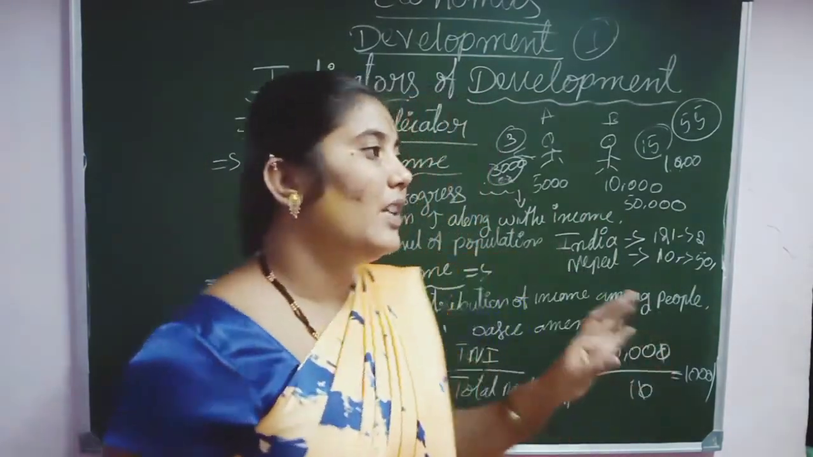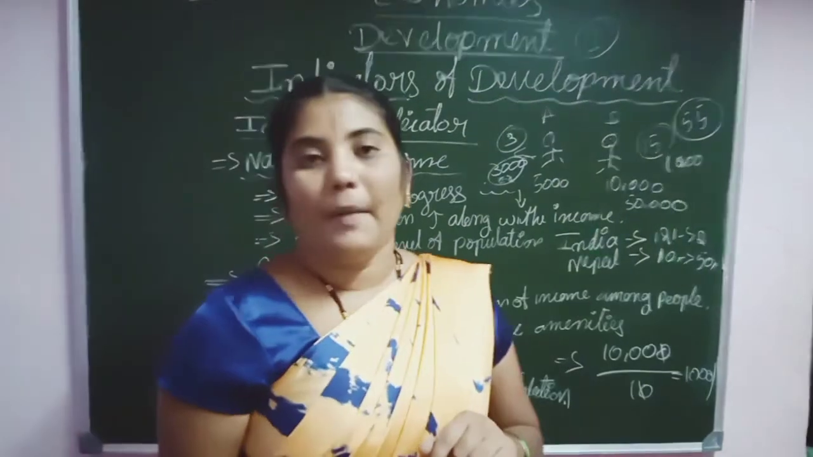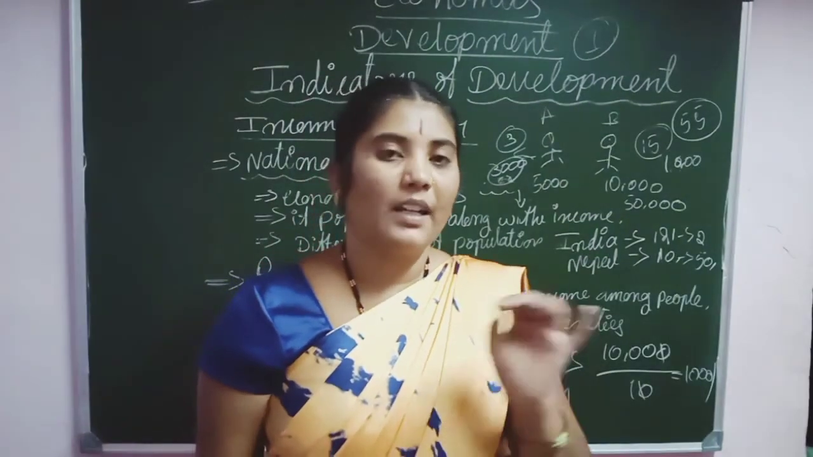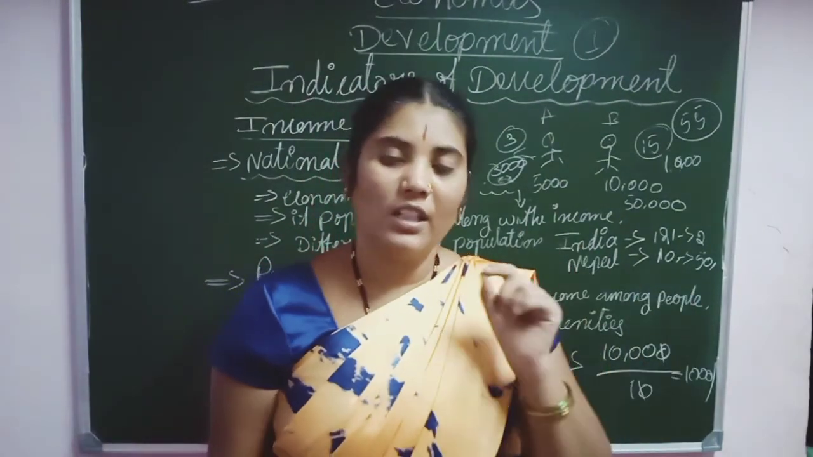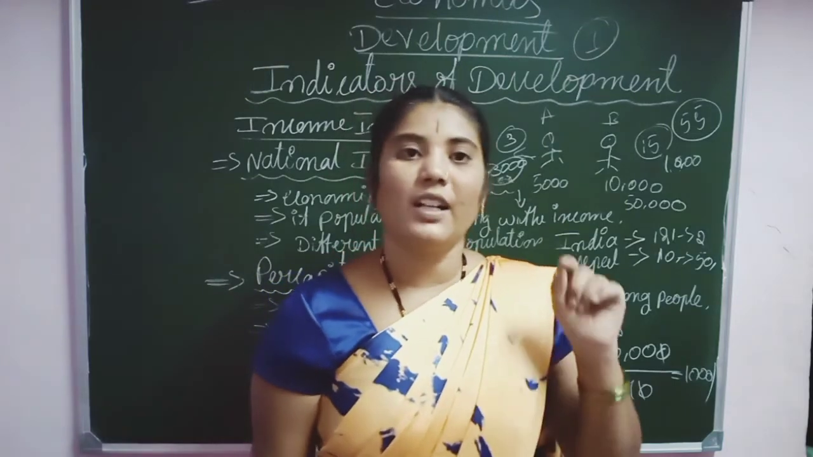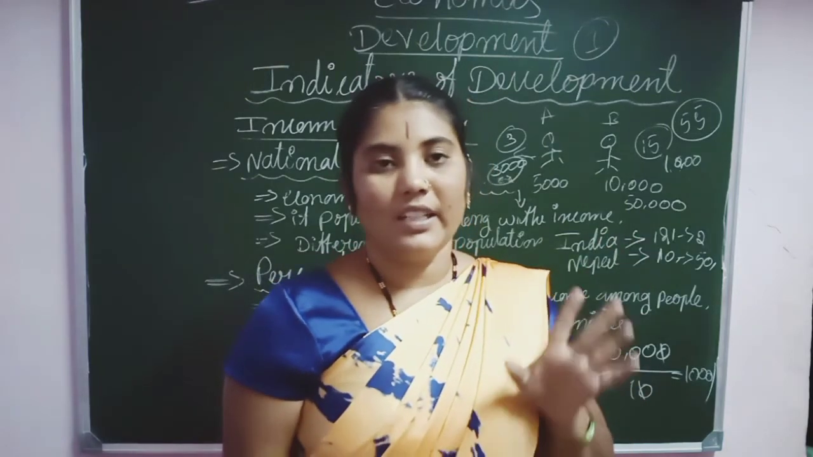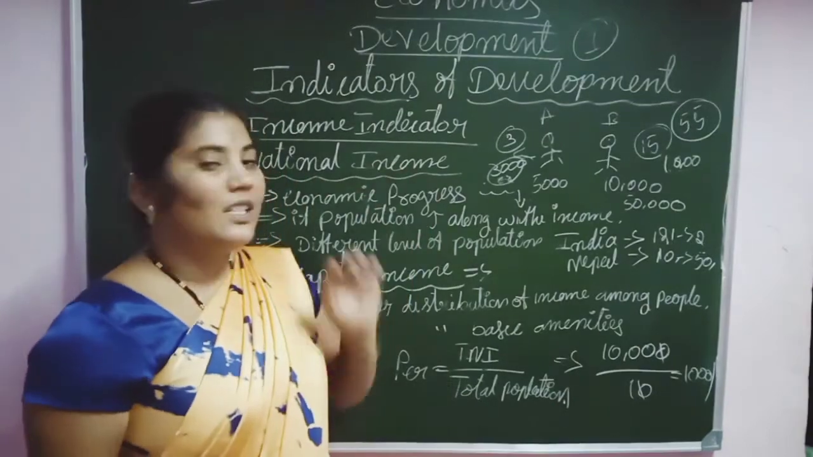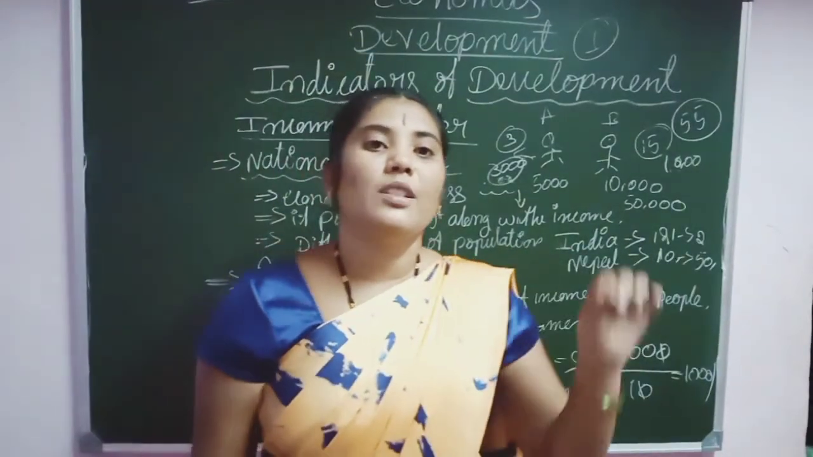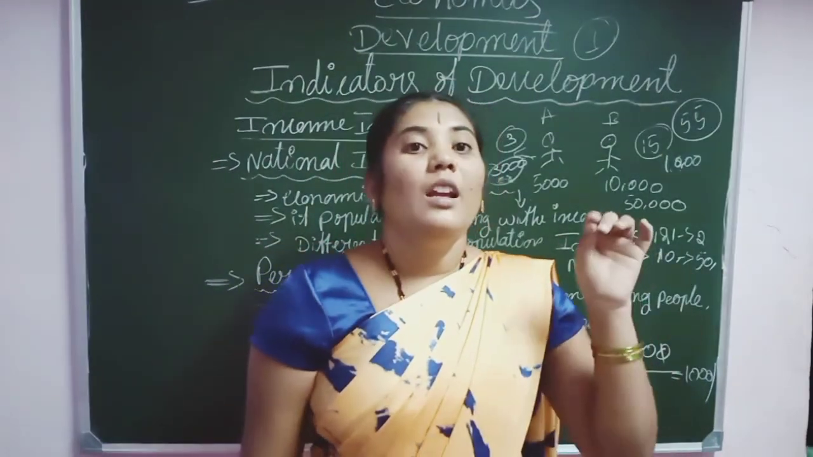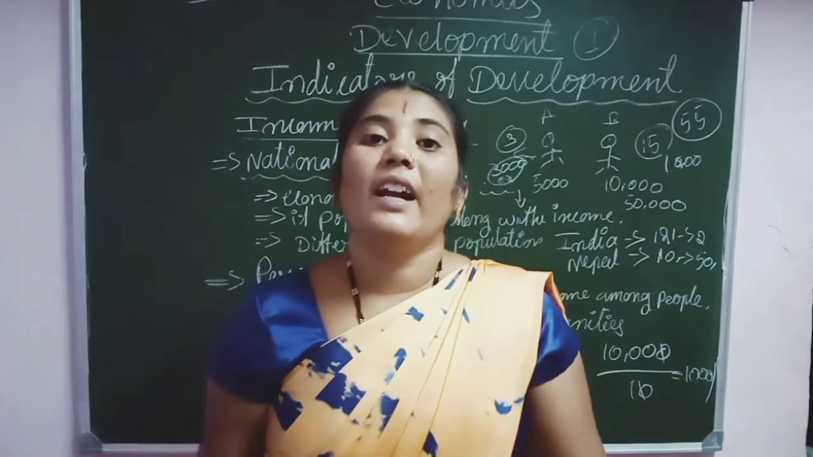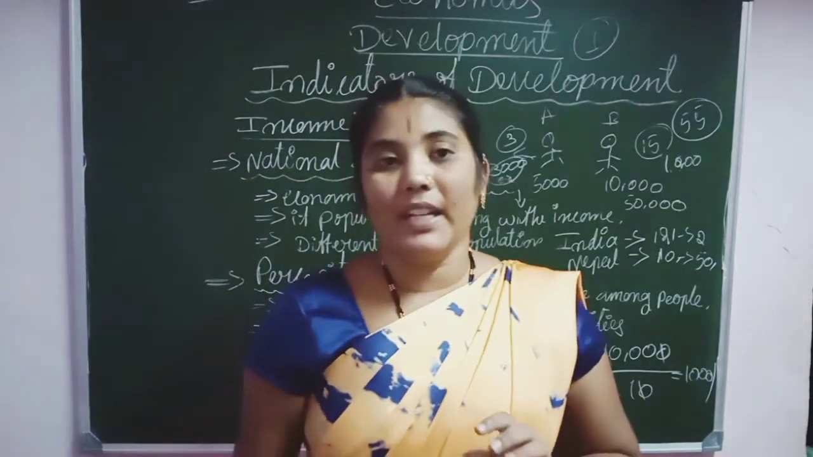Otherwise, how do you calculate the per capita income, for a 1 mark question. Per capita income is equal to total national income divided by the total population of a country in a given year. Then, what is national income? The total value of goods and services produced in a country during a period is called the national income.